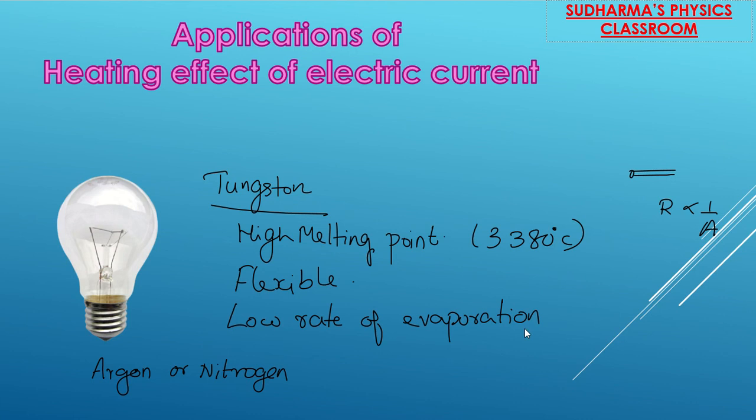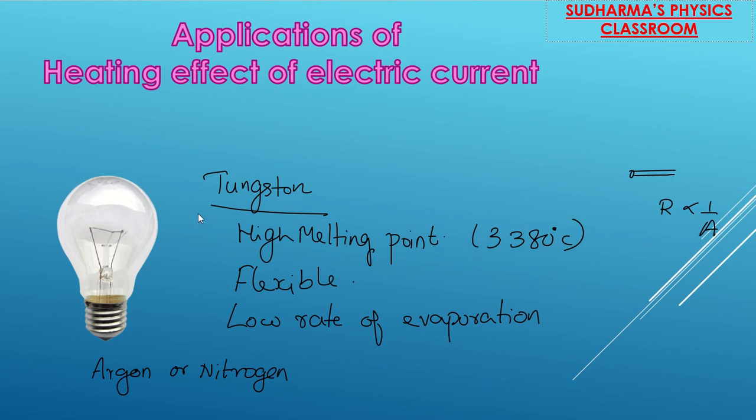Hope you understood about the filament bulb. The keywords are important when we write in the exam, as far as our CBSE syllabus is concerned. So the keywords are, definitely you have to mention Joule's heating, because it works on the heating effect of electric current. According to Joule's law of heating, when the resistance is more, the heat produced will be more, and accordingly the filament gets heated up and starts emitting white light.